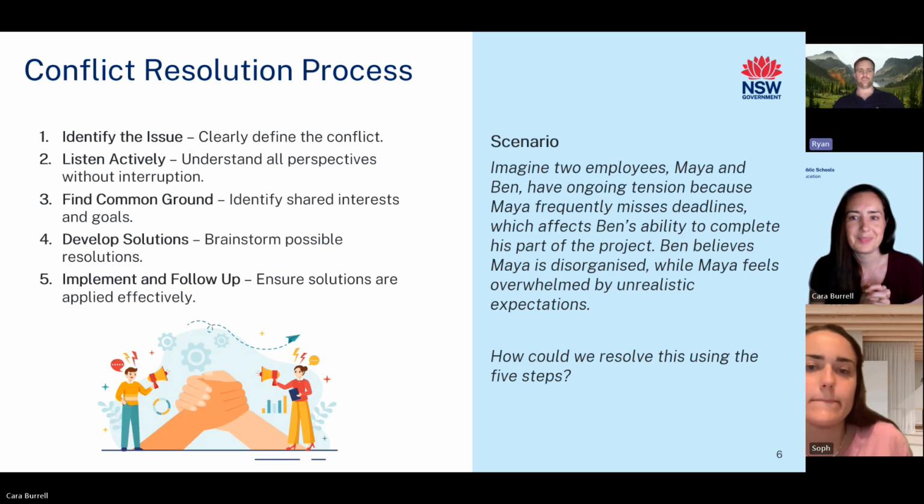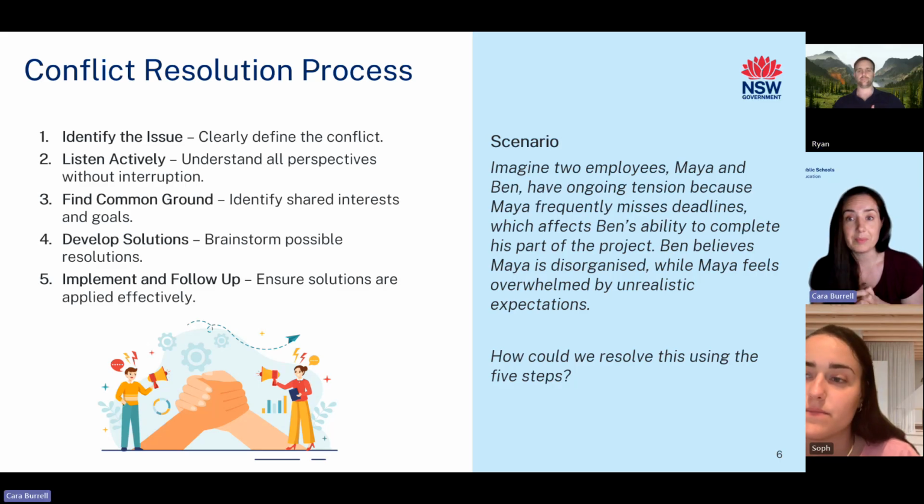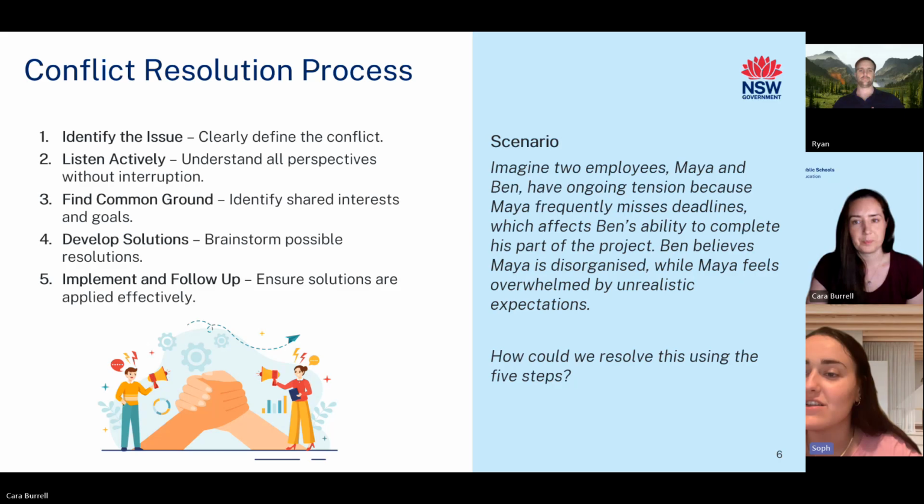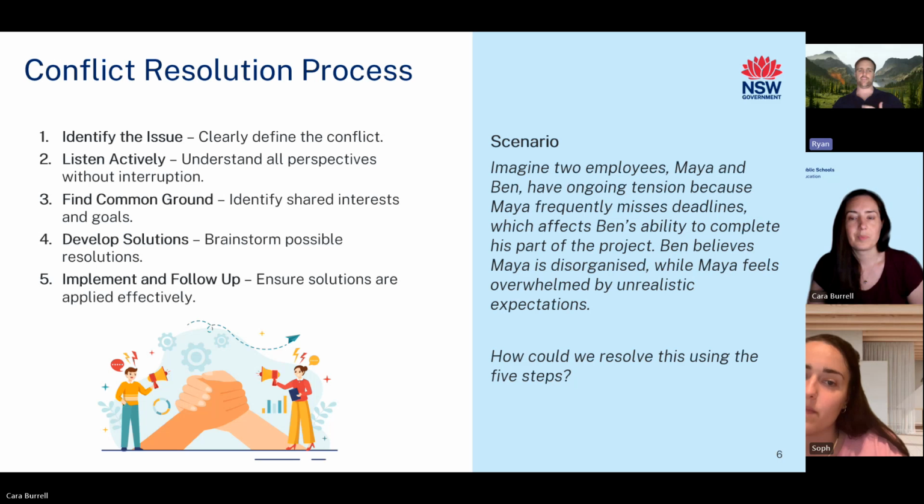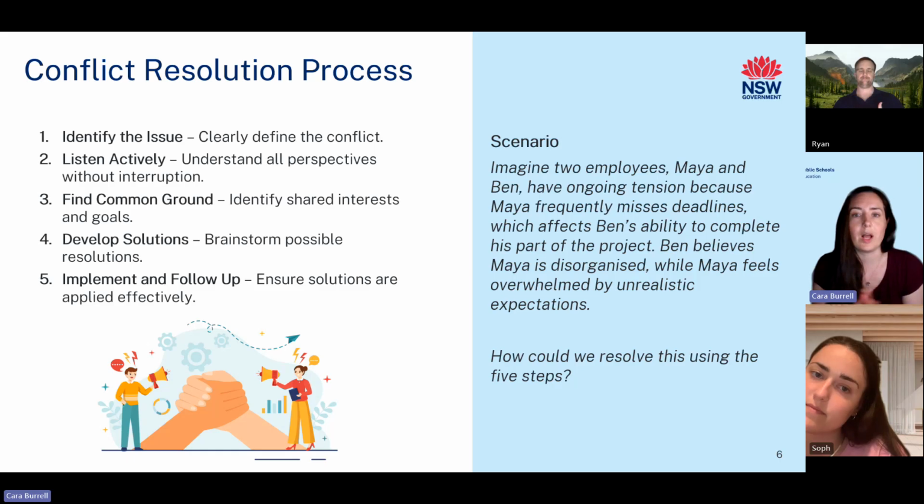Yeah, we can ask a question like, is Maya aware of how her delays affect Ben's work? Yep, great one. Sophie, do you have any ideas? Does Ben maybe understand Maya's workload and challenges? Yep, great. Anything else? And maybe are the expectations clear from both sides? Yeah, great. There's some fantastic questions that we could ask both people involved in this conflict.